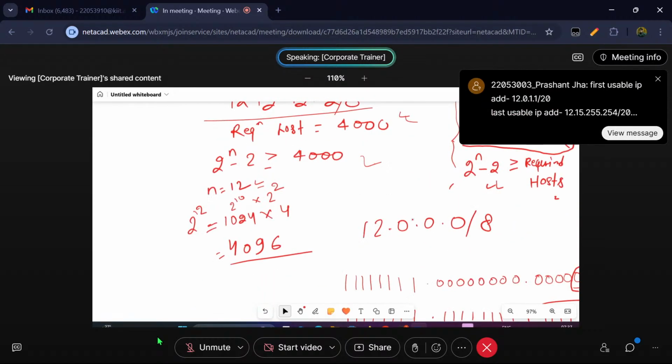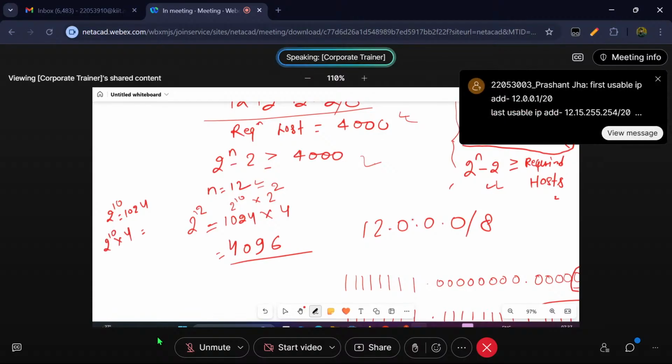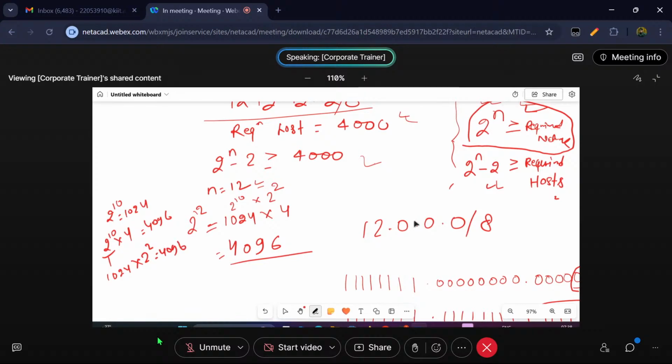So what I did is I have calculated the value of n. As we know, 2 raised to the power 10 is 1024, and we have a requirement of 4,000. So if we multiply 2 raised to the power 10 by 4, definitely we'll get more than 4,000. Because this value is 1024 and 2 raised to the power 2 is 4, which gives 4096, right? So here the total n value is 12, I mean 2 raised to the power 12.